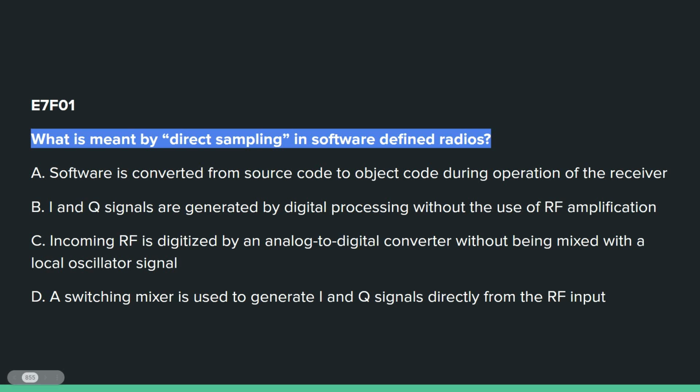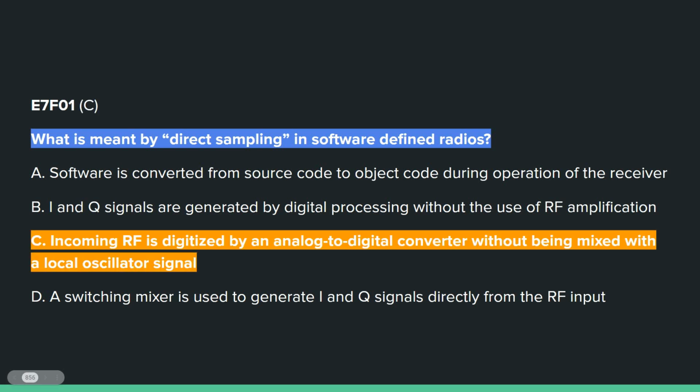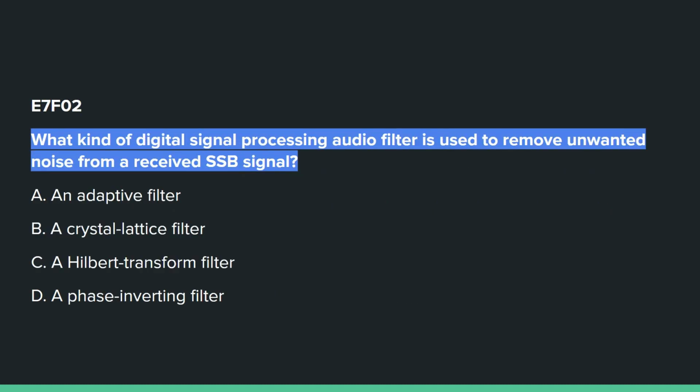E7F01, what is meant by direct sampling in software-defined radios? C. Incoming RF is digitized by an analog to digital converter without being mixed with a local oscillator signal. E7F02, what type of digital signal processing audio filter is used to remove unwanted noise from a received SSB signal? A. An adaptive filter.